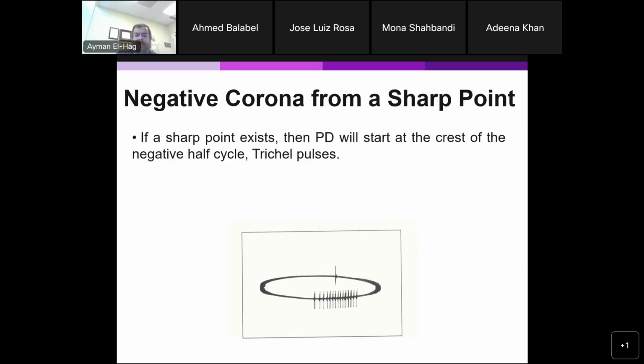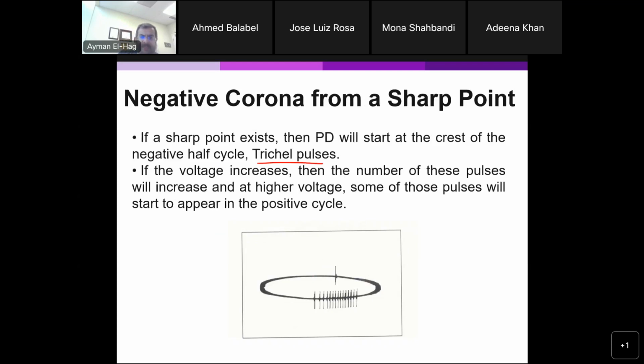Then we have what we call the threshold pulses. Threshold pulses, and you see them in the negative cycle. You don't see much in the positive cycle. Now, when you increase the voltage, then the number of pulses will increase. So those pulses will increase, but their magnitude will not increase.